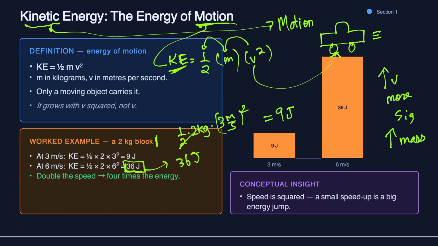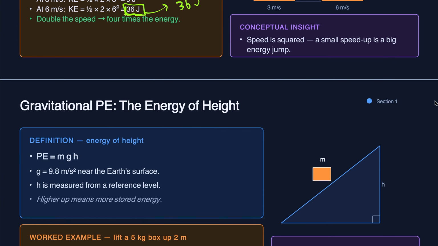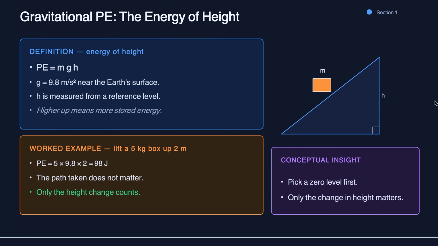So now let's go over the opposite of kinetic energy. When an object is not moving. Or gravitational potential energy. Okay? Potential energy in general just means it's storing that energy, okay?